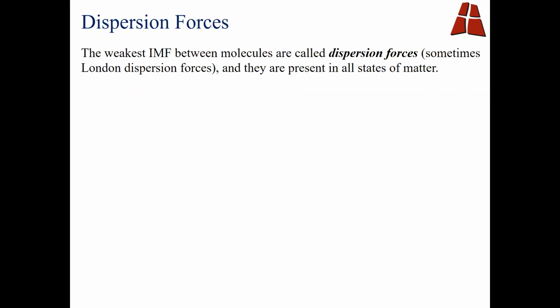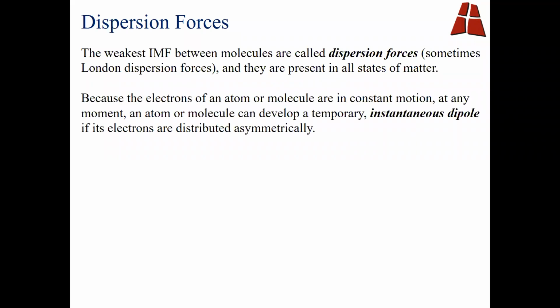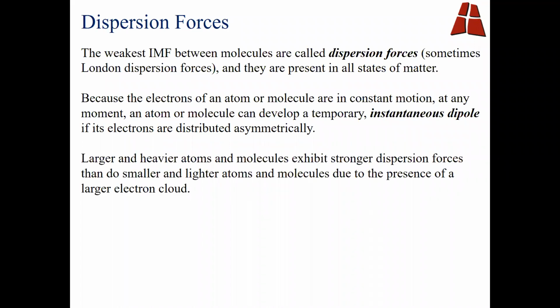Okay? So the first of these is dispersion forces. These are the weakest intermolecular forces found within molecules, and they're going to be present in all states of matter. Because our atom or molecule is always going to be in constant motion, everything within it is going to be moving, including, most importantly, the electrons. As these electrons move, they will create what's called an instantaneous dipole. This is when the electrons are distributed asymmetrically, so they might be on one side of the atom or molecule and not on the other.